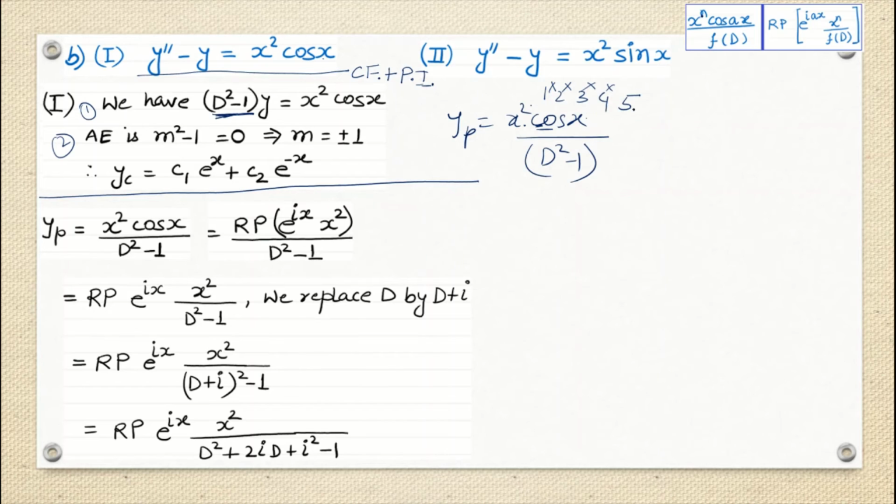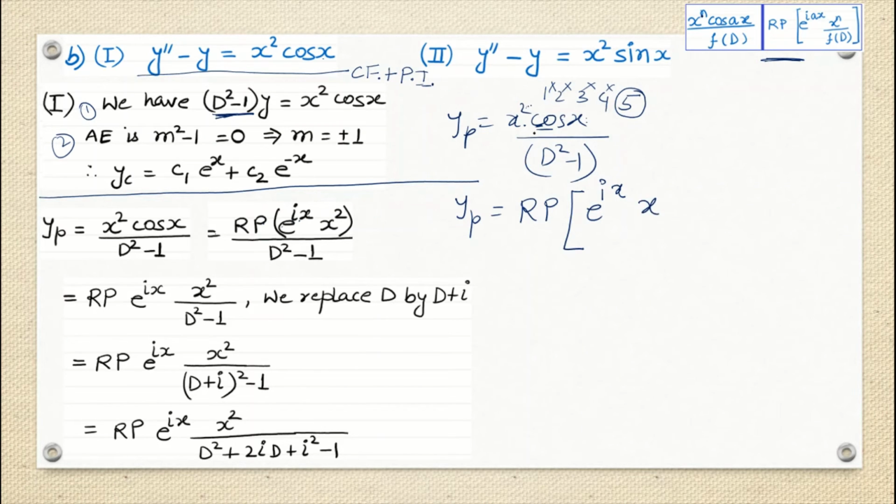Why is this my type 5? Because this is x raised to n, and then cos ax, where a is 1 and n is 2. I'm going to write yp as the real part of, following the formula, e raised to iax, a is 1, so e raised to ix, and then x raised to n, so x raised to 2, correct?